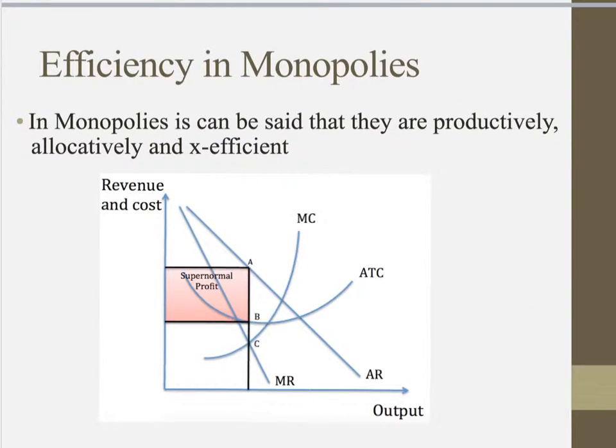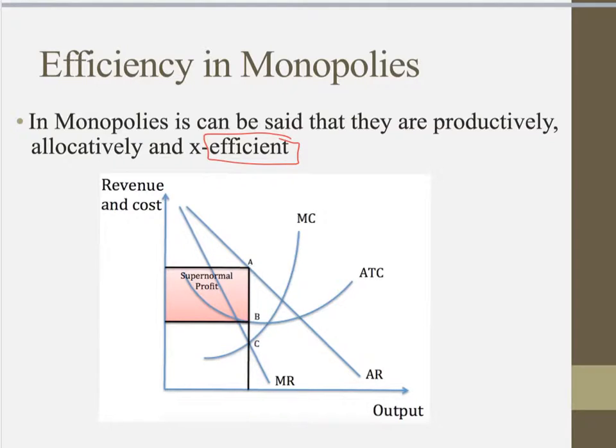The final thing I want to look at is efficiencies in monopolies. So in monopolies, it differs from perfect competition in that it's productively, allocatively and X inefficient. So this is, apologies, this is wrong on my PowerPoint. So this should be inefficient.